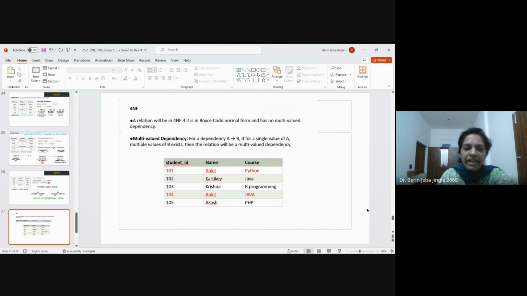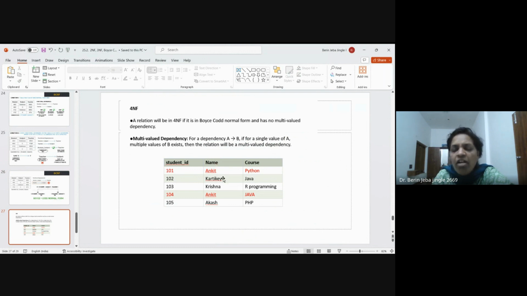The next is the 4NF. 4NF means the relation will be 4NF if it satisfies the Boyce-Codd normal form. The table must be in Boyce-Codd normal form, and there must not be any multi-value dependency. What is multi-value dependency? This is the primary key, and these are the non-prime attributes. So two non-prime attributes are depending on one primary key. This we call multi-value dependency.